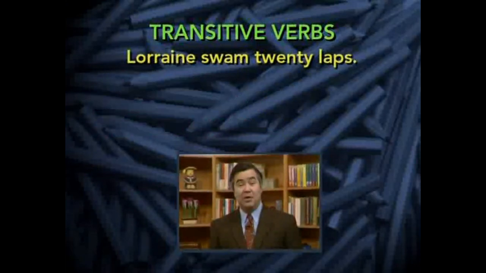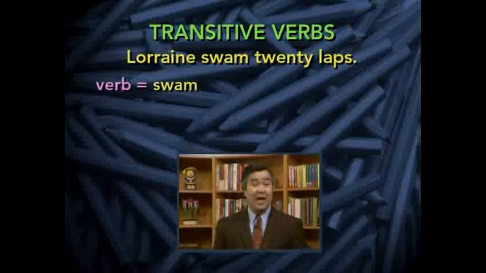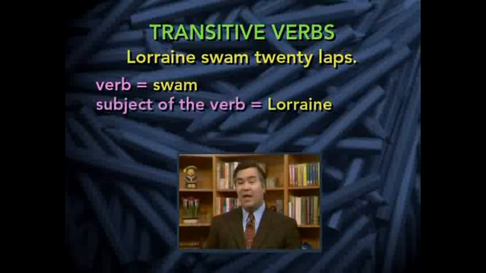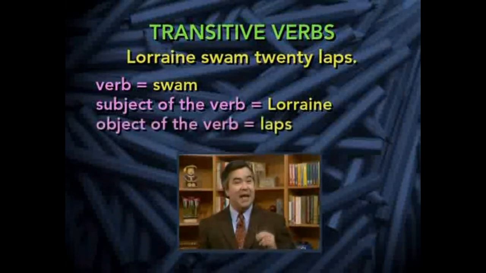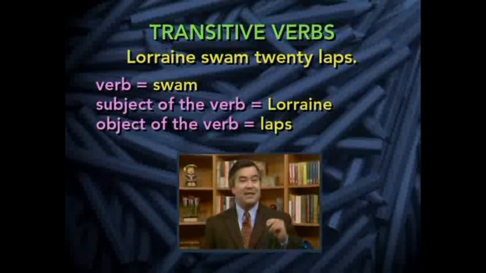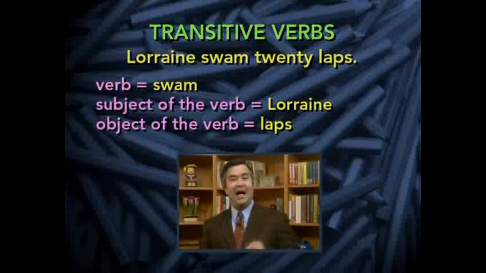Here's another example. Lorraine swam 20 laps. What's the verb in this sentence? The verb is swam. What's the subject of the verb swam? That is, who or what did the swimming? The answer, Lorraine. Lorraine swam. Now, what did Lorraine swim? That is, what receives the action of the verb swam in this sentence? The answer is laps. Laps is a noun which receives the action of the verb swam. It tells us what Lorraine swam. So laps is the object of the verb swam, and therefore, in this sentence, swam is a transitive verb, because only a transitive verb expresses action that passes from the subject of the verb to an object.